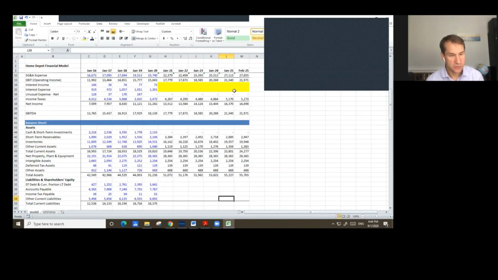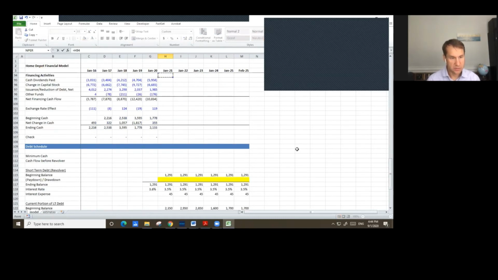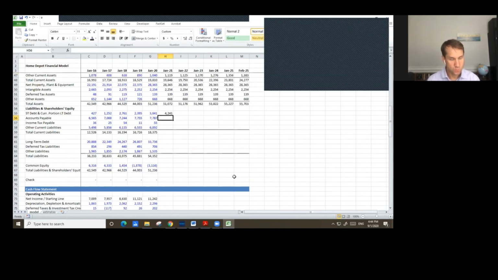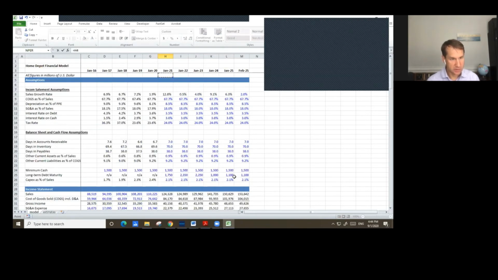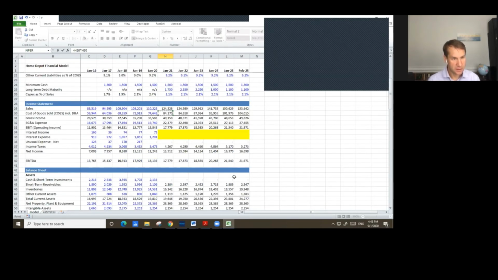So let's go back to balance sheet. So here, short-term debt and current portion of long-term debt would be sum of the ending balances for these two types of debt from the debt schedule. Accounts payable would be days accounts payable times cost of goods sold divided by 365.